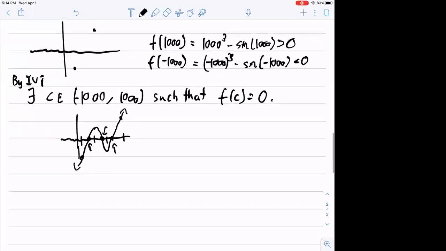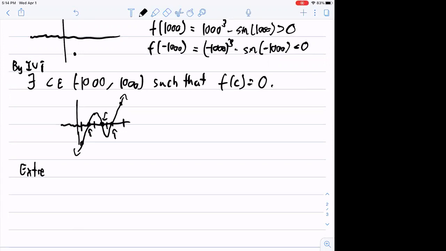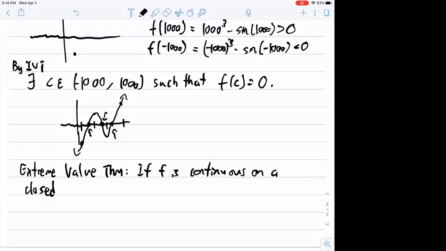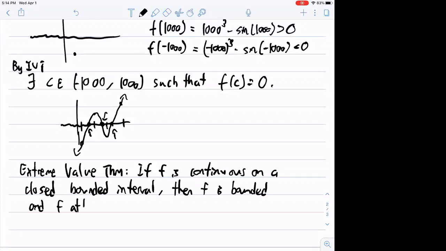Okay. So next thing is the extreme value theorem. Here it basically says if f is continuous on a closed bounded interval, then f is bounded. Bounded is in both ways: bounded above and bounded below. And f attains its bounds.